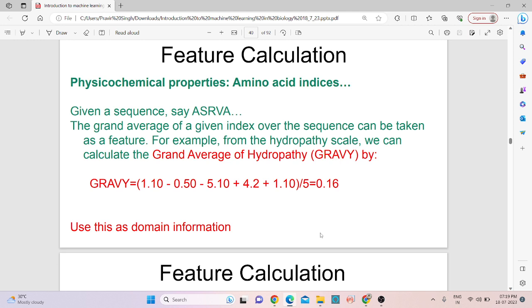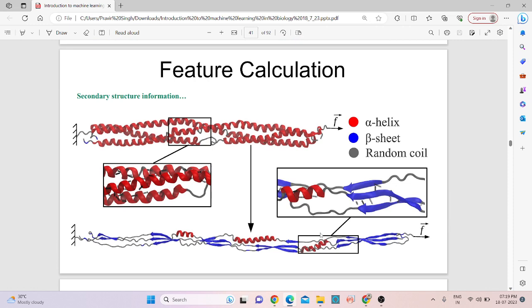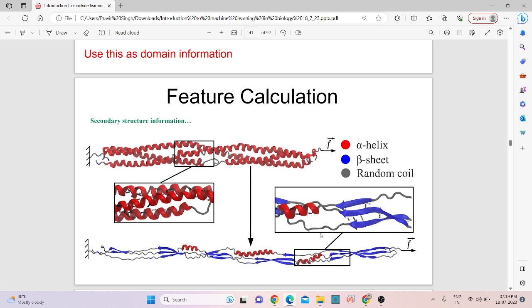For a given sequence, you can add all the values and then divide by the number of residues there, and then get a grand average hydrophobicity value, which is known as GRAVY. GRAVY can be given as an attribute. If you know the secondary structure information of the sequences, you can give this information as input attributes.